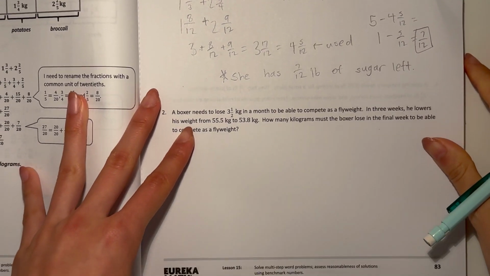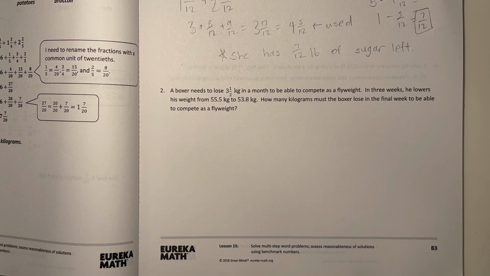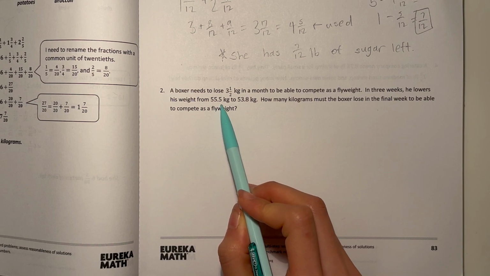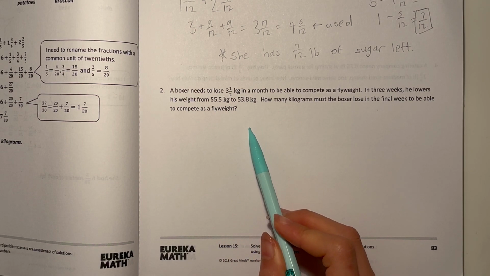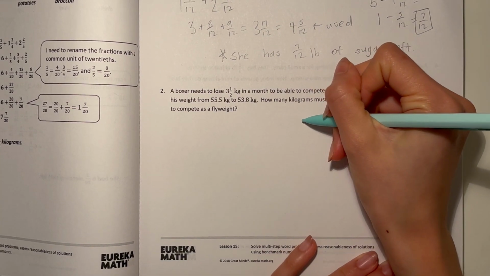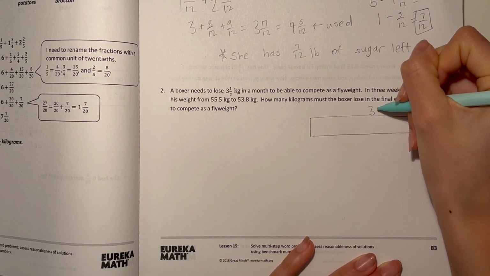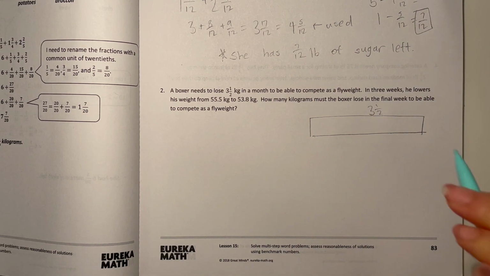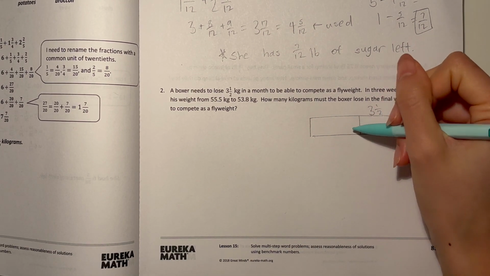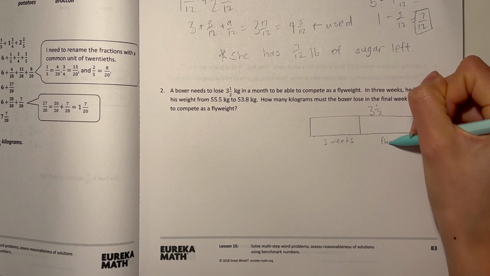Alright, number 2. A boxer needs to lose 3.5 kilograms in a month to be able to compete as a flyweight. In 3 weeks, he lowers his weight from 55.5 kilograms to 53.8 kilograms. How many kilograms must the boxer lose in the final week to be able to compete as a flyweight? Alright, so let's draw our tape diagram. So his total goal here is to lose 3.5 kilograms. So first we have to find out how much he lost in 3 weeks, and then how much he'll lose in the final week.